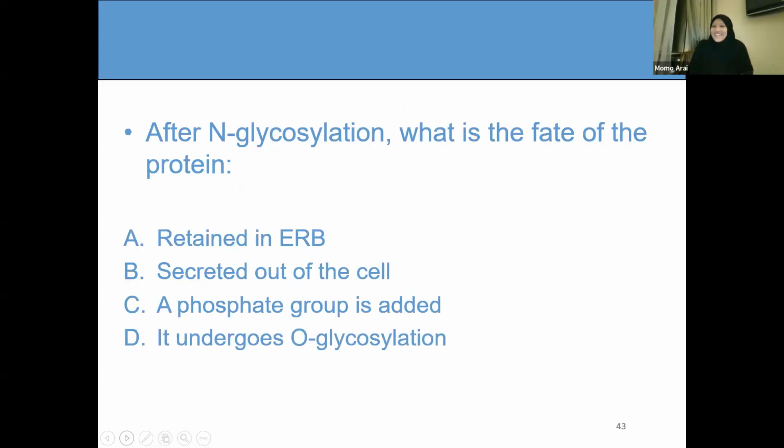Okay, second question. Good job on the first one though, because you guys realized what the mistake was. After N-glycosylation, what is the fate of the protein? So ER is endoplasmic reticulum. Okay, someone said A, it stays in the endoplasmic reticulum. You guys need to know that N-glycosylation is a modification of the protein, remember? Okay, you guys are saying A. Does anyone have other answers you want to say?